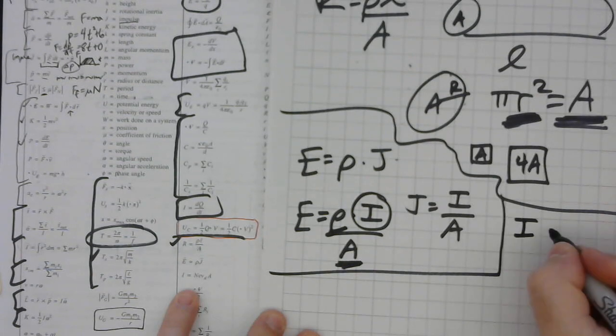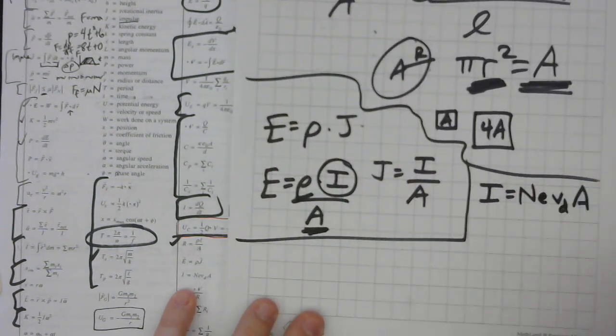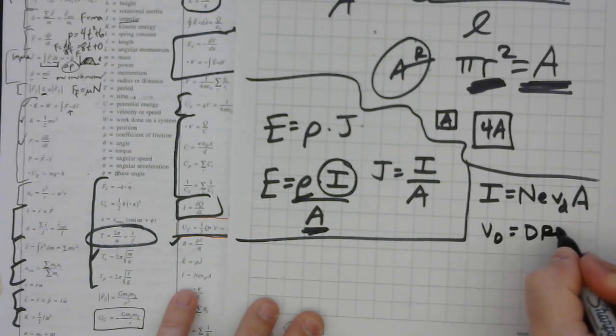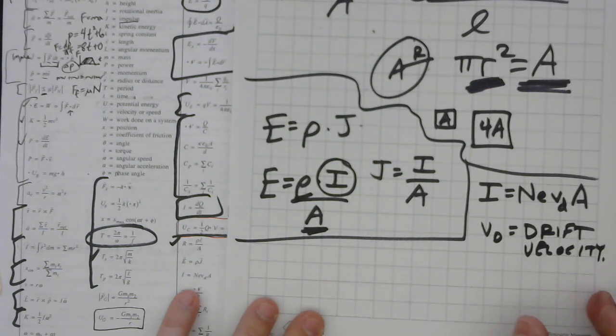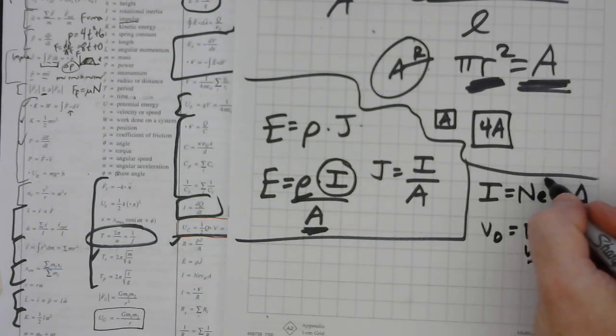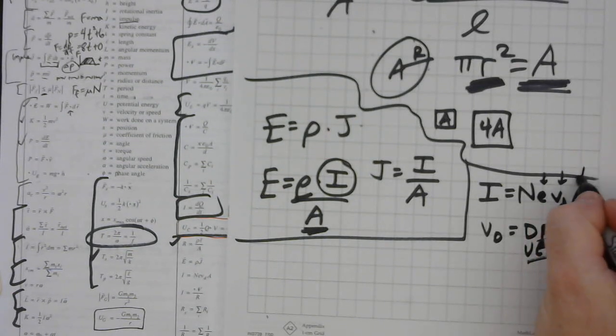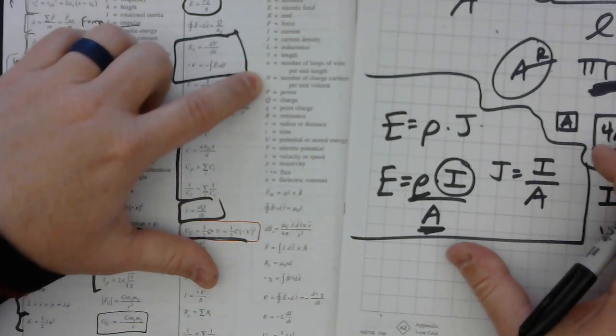The next one is I equals nevdA. V stands for velocity, so vd stands for drift velocity, and it's actually how fast the electrons physically move. The electrons don't actually move at the speed of light. They interact at the speed of light, but the drift velocity is how fast they physically move. So e is the electron charge, v is the velocity, A is the area it's going through, and n stands for number of charge carriers per unit volume.